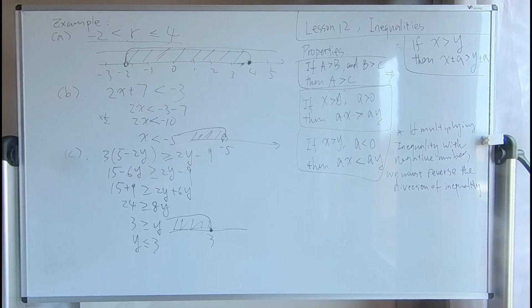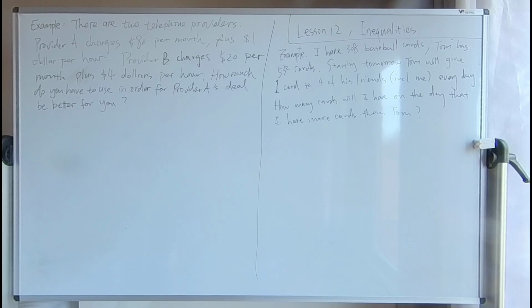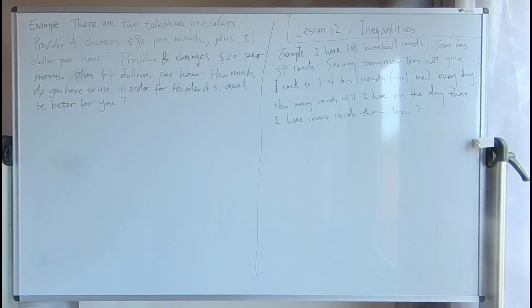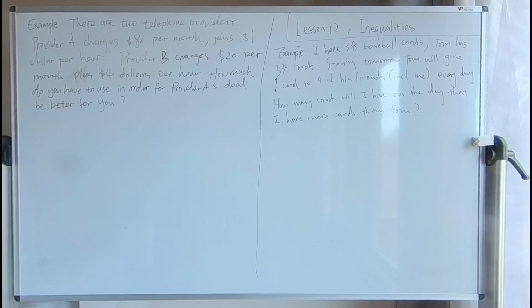Okay, so those are the simple examples to solve or to demonstrate inequalities on the number line. Next we'll see a couple of word problems where you will need to solve by building an inequality instead of equations. Okay, now let's see if we can similarly solve word problems by using inequalities.